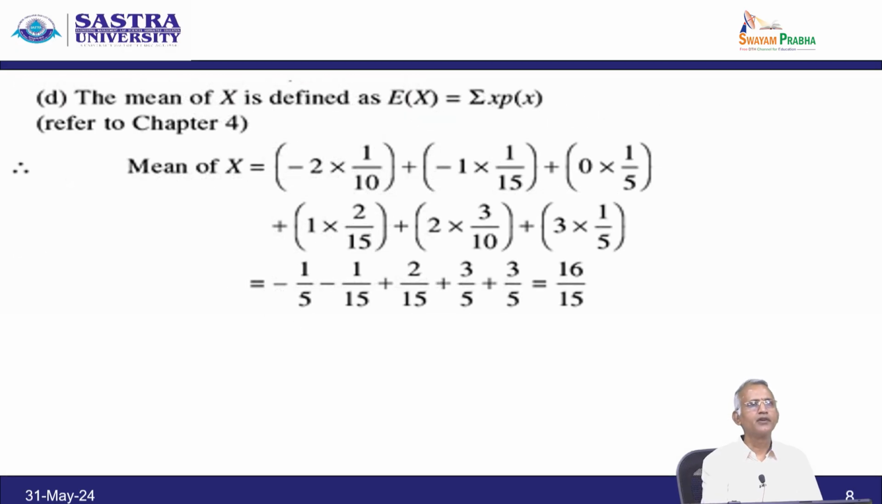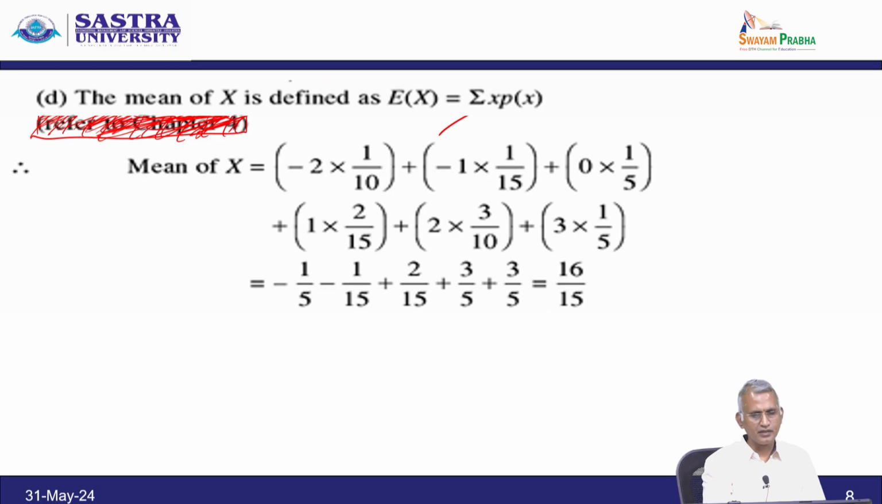Now, the next subdivision. The mean of x is defined as E of x equal to summation x times P of x. So, the mean of x is nothing but -2 into 1 by 10, -1 into 1 by 5, and 0 into 1 by 5. Okay, so, mean is nothing but what? Summation x into P of x. Expectation of x is nothing but summation x into P of x.